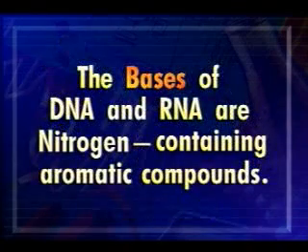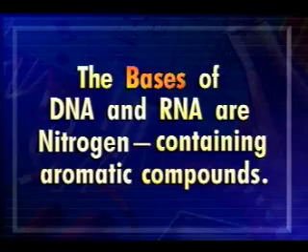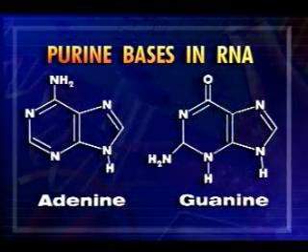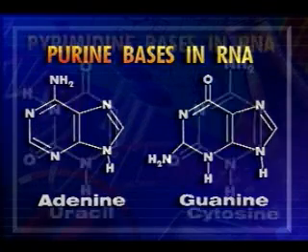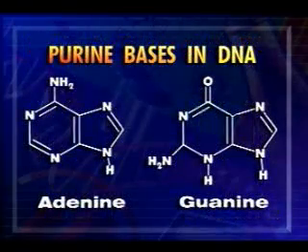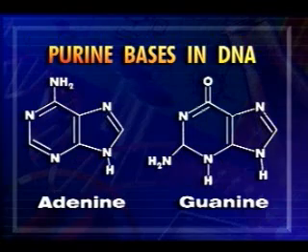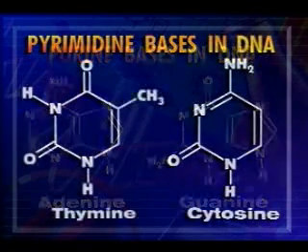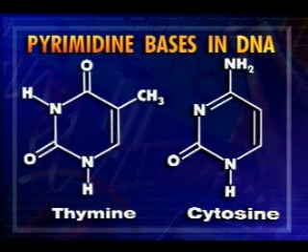First, the bases. The bases of DNA and RNA are nitrogen-containing aromatic compounds. Four types of bases are found in RNA: the purines, adenine and guanine, which have a two-ring structure, and the pyrimidines, uracil and cytosine, which consist of a single ring. DNA contains the same bases, adenine, guanine, and cytosine. Instead of uracil, however, it has the base thymine.